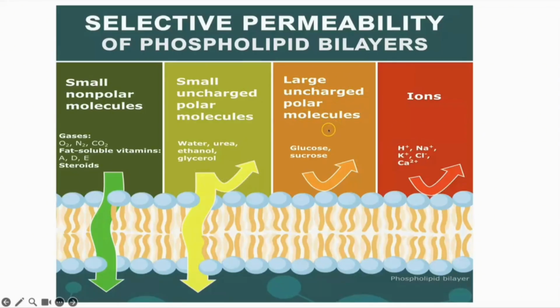Large uncharged polar molecules, that is glucose and sucrose, cannot move inside by their own. They need some mediators to be transported inside the cell. And the ions also cannot be transported into the cell by themselves. They need some mediators, the protein channels, so that they can be transported inside the cell.